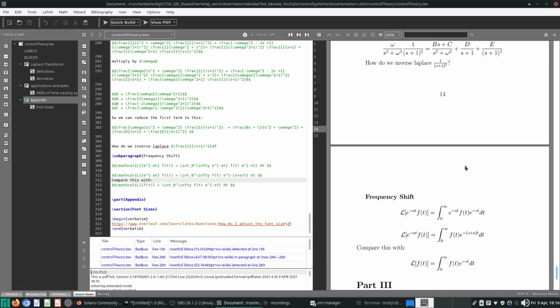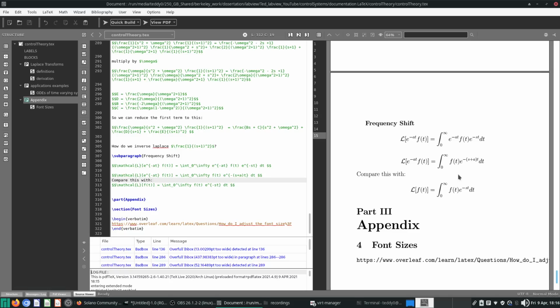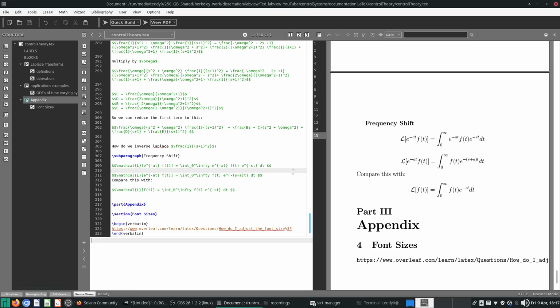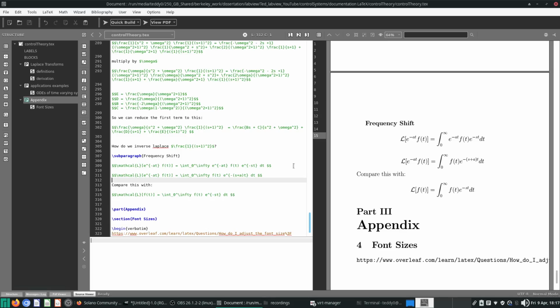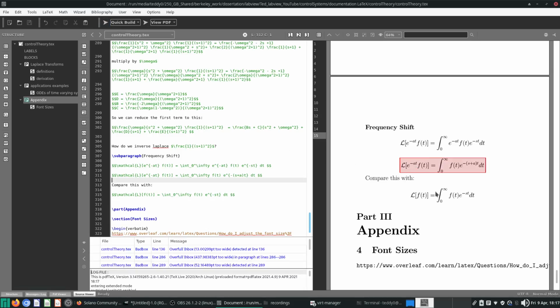So I want to introduce something called frequency shift. I won't introduce all the inverse Laplace transforms or Laplace transform properties now, but as we go along and deal with more complicated problems, we'll start looking at different theorems. One of the Laplace transform properties is called frequency shift. So what does frequency shift do?